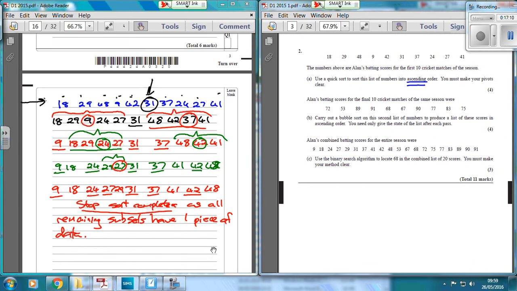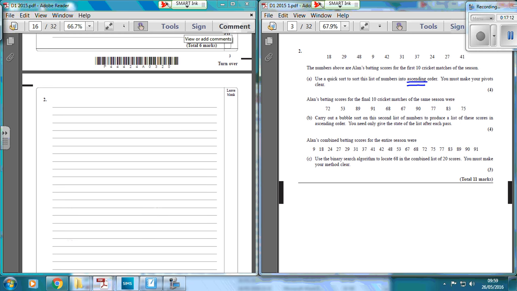Right, so let's have a look at the bubble sort now. So we've got 72, 53, 89, 91, 68, 67, 90, 77, 83, and 75. Now when we do the bubble sort, we compare them as we go. So first thing I'm going to compare 72 and 53, and because we're putting them into ascending order, we need to swap them around. So it's going to be 53 there, and 72 is now going to go to here.